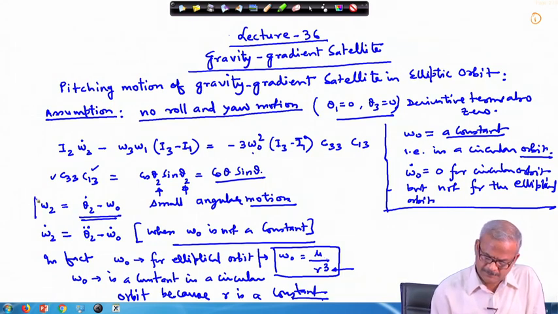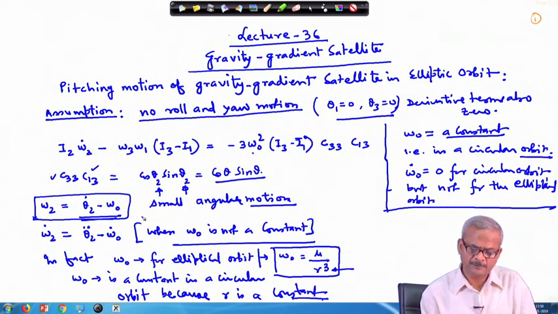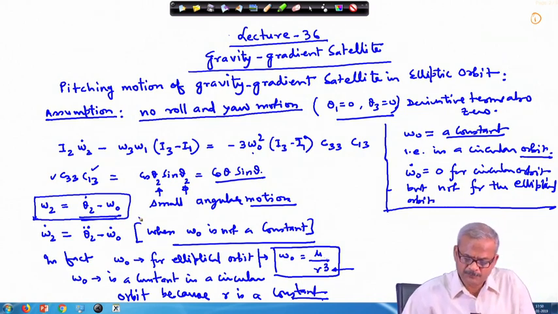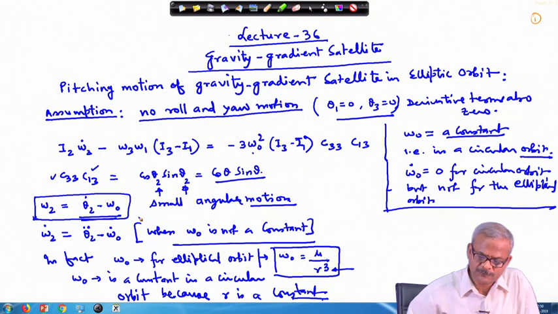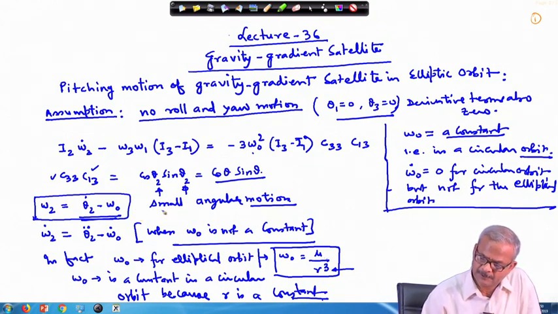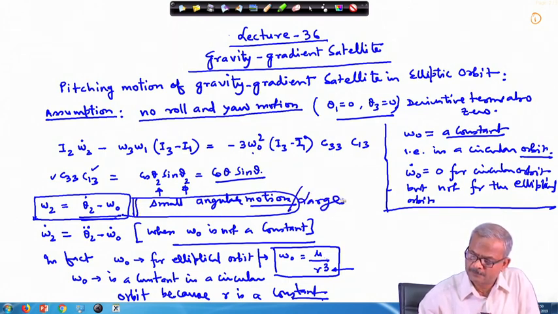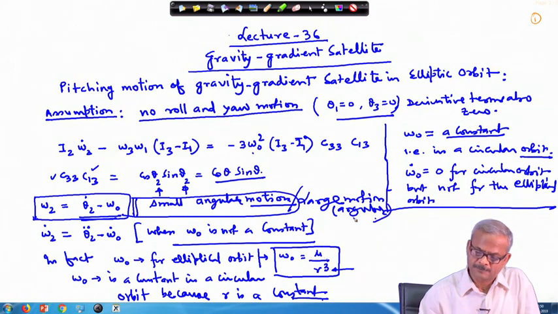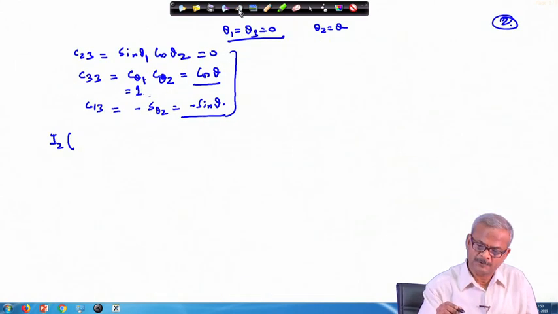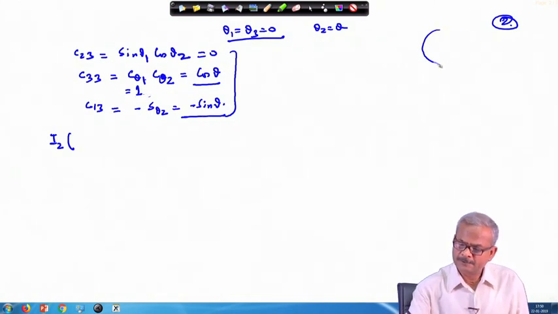We utilize this information and put it in our equation of motion. Now, what will be the value if there is no other motion involved? So, only this motion is involved. This particular part is valid even for large angular motion.